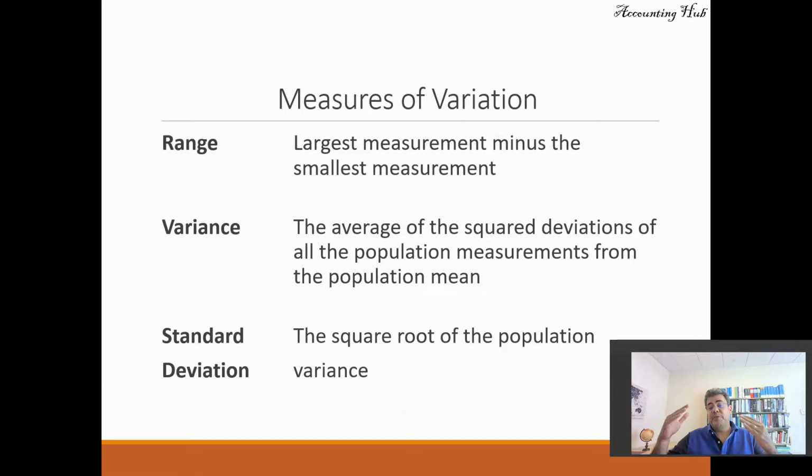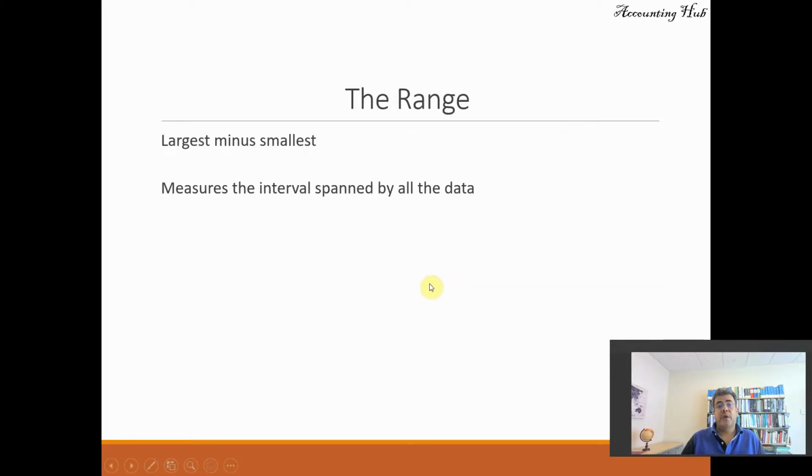Range is the difference between the largest and smallest measurement. Variance is the average of the squared deviations of all the population measurements from the population mean. And the standard deviation is the square root of the population variance. So the range is the largest minus the smallest. It measures the interval spanned by all the data.